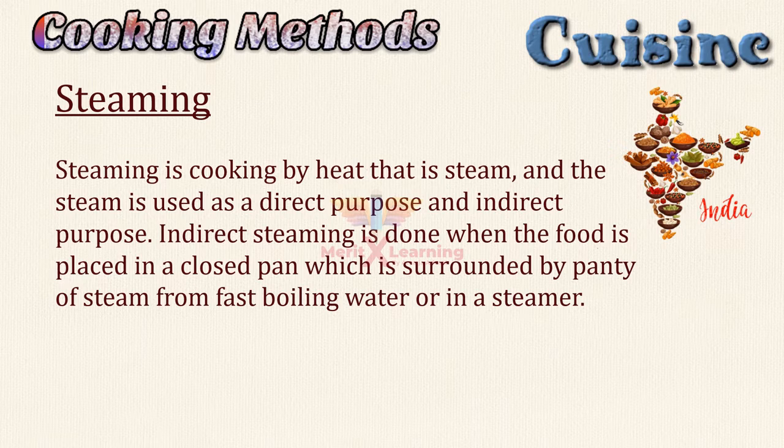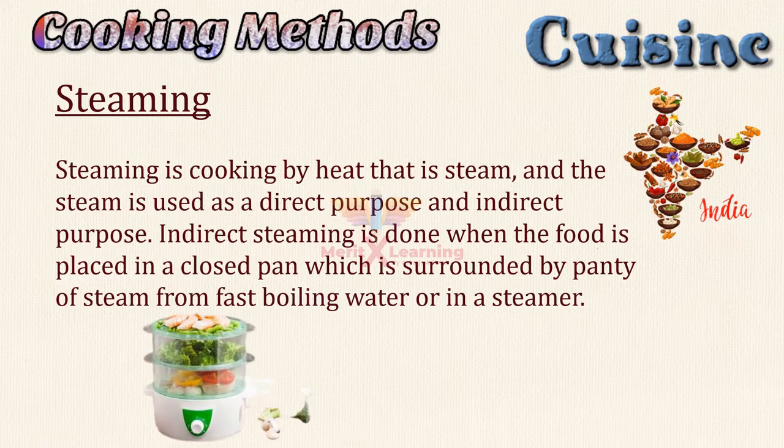Indirect steaming is done when the food is placed in a closed pan which is surrounded by plenty of steam from fast boiling water, or in a steamer. So in this picture, this is a steamer. We have placed the vegetables inside the steamer and there is water at the bottom. The water is boiling and the boiled water is giving steam to this vegetable.